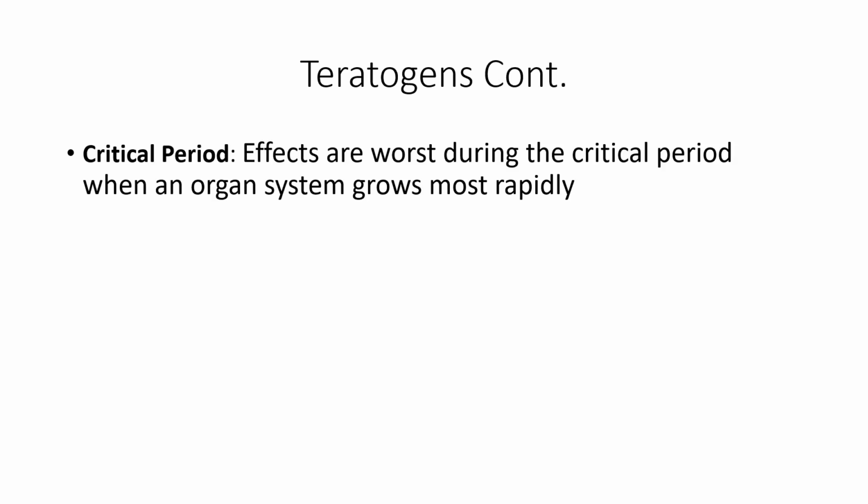To talk about these, though, we have to talk about this term I mentioned a few minutes ago, and that's the critical period. The critical period is when the specific organ system is growing most rapidly. There is a different critical period for each organ system. So the heart has one, the eyes have one, even the ears have one.